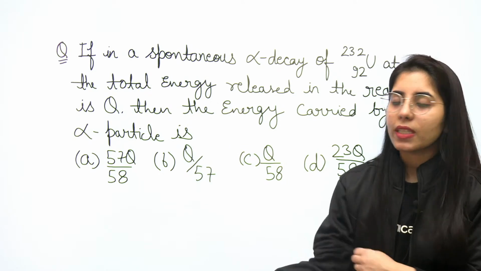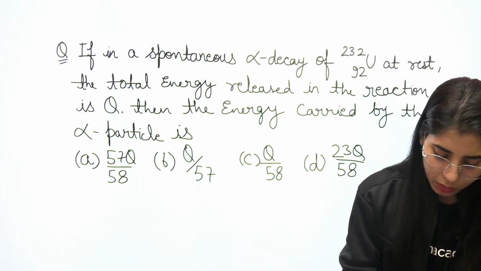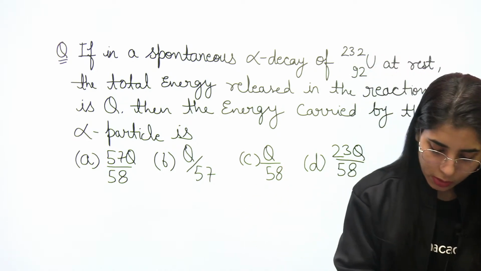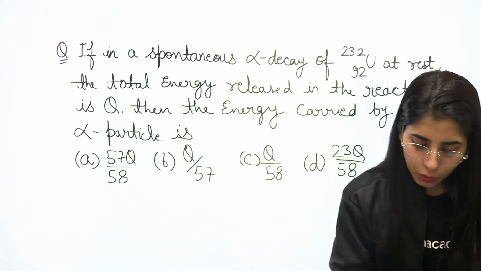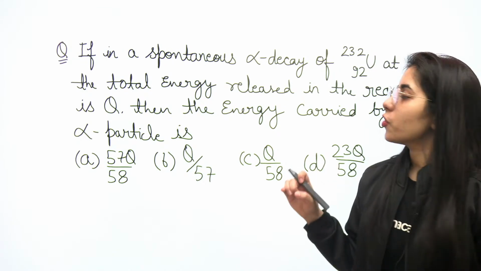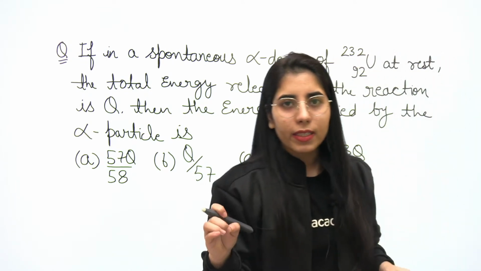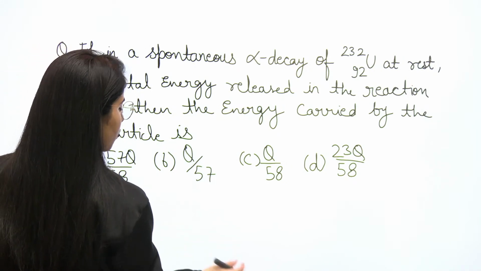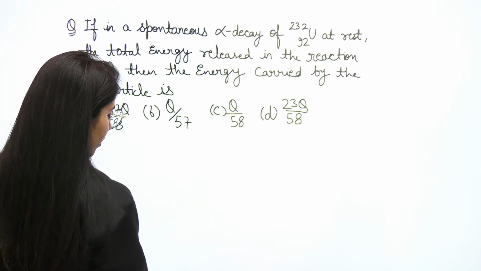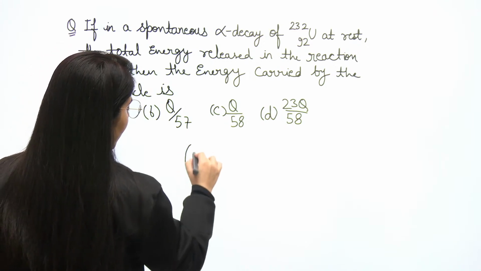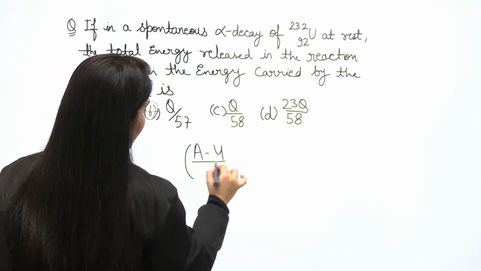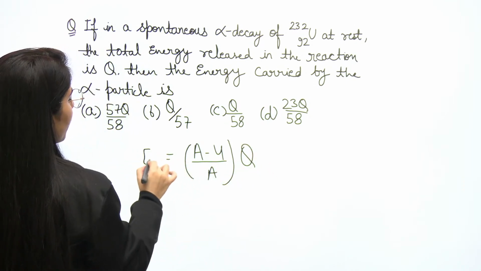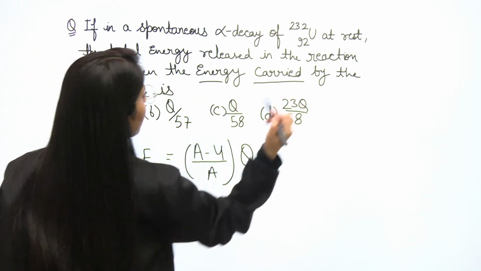Very good, everyone. But if there is someone who doesn't know about the process, the steps you have to consider here, let me tell you. If we are going to talk about the energy carried by the alpha particle, what is going to be the formula for that? The energy carried by the alpha particle will be (A minus 4) upon A into Q. That is the energy carried by the alpha particle here, which you need to find.